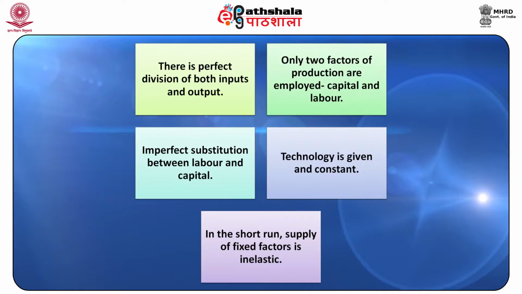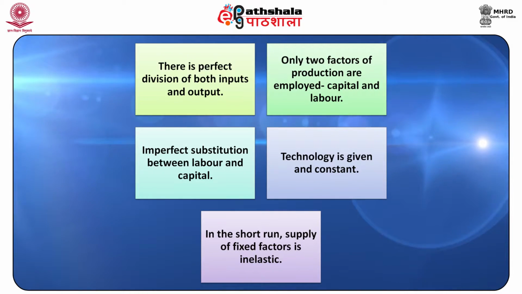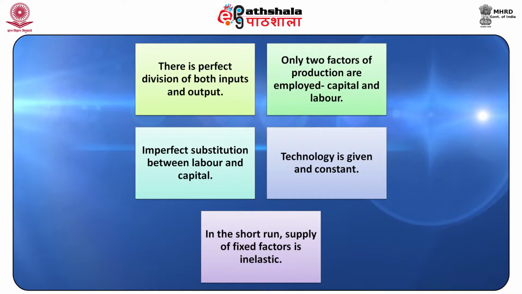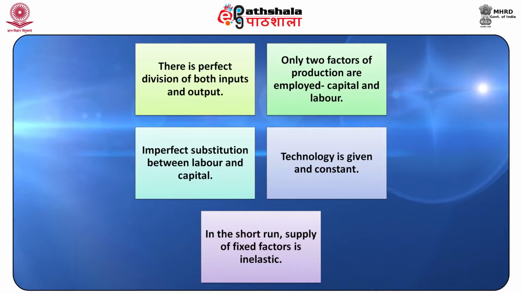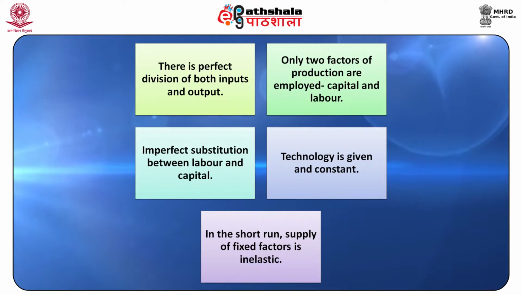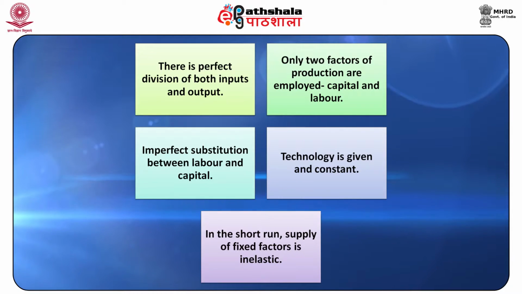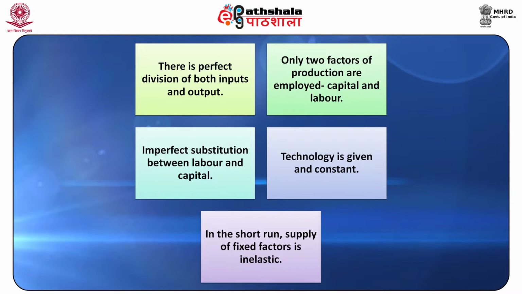The production function is based on some assumptions. These are: first, there is perfect division of both inputs and output. Second, only two factors of production are employed, capital and labor. Third, imperfect substitution between labor and capital. Fourth, technology is given and constant. Fifth, in the short run, supply of fixed factors is inelastic. The production function will have to be changed if there is some change in these assumptions.